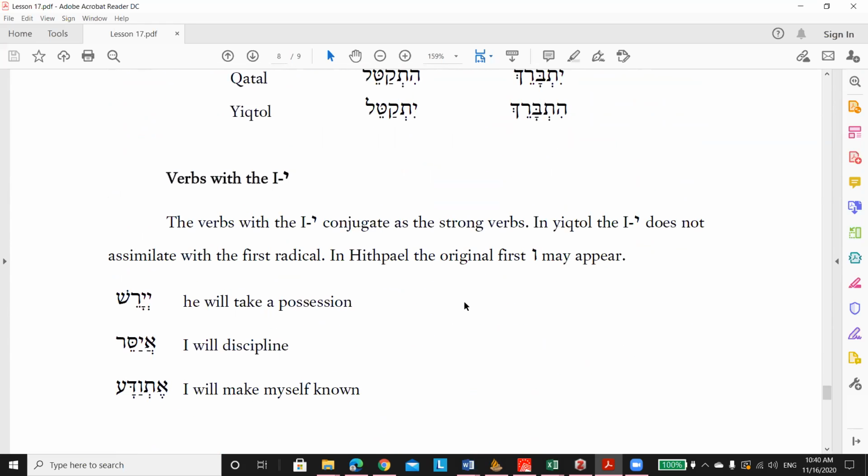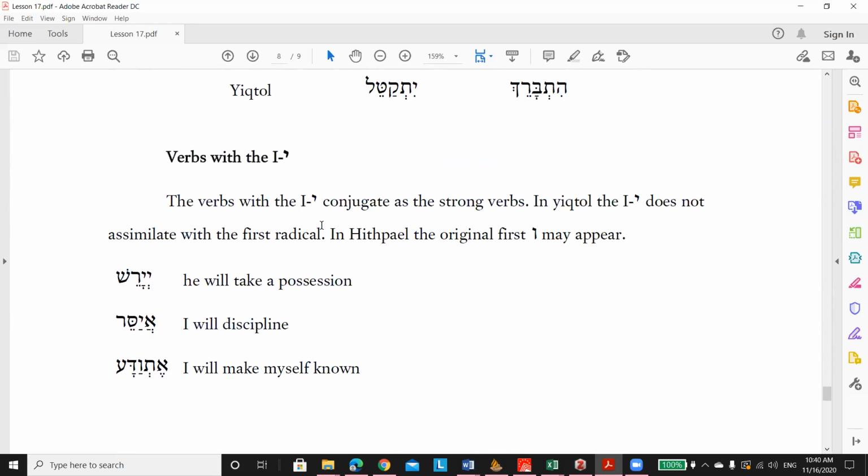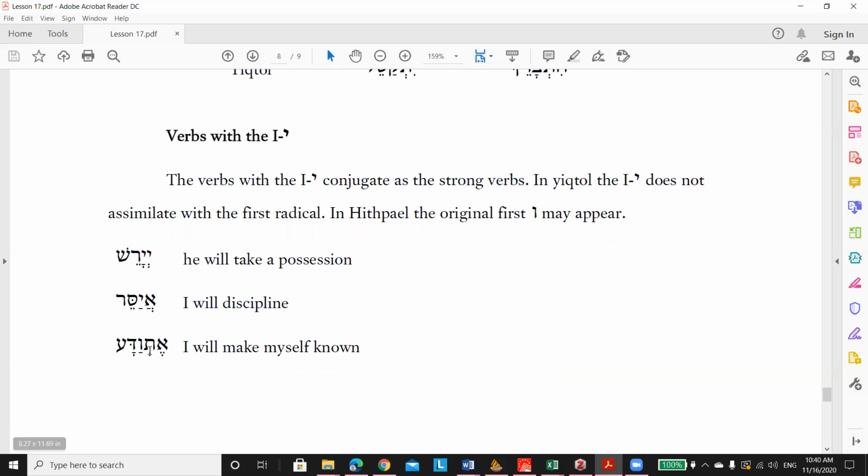So now the verbs with the first yud. The verbs with the first yud, what is good, do not change their forms very much. So they behave like strong verbs, and the first yud remains in the root. So yeyare, do you see this is kametz because resh is guttural, and this is just the standard basic form. Sometimes in Hithpael the original vav can appear.